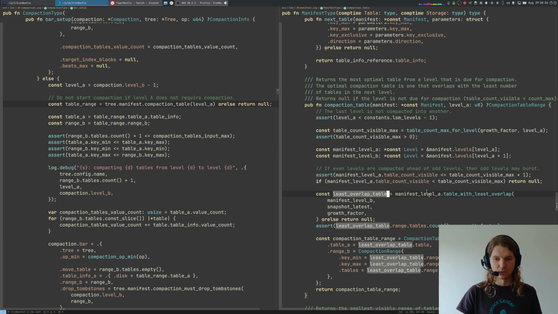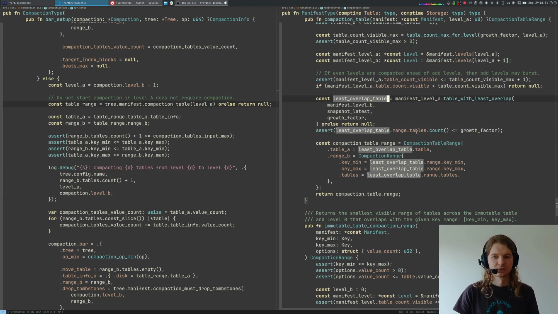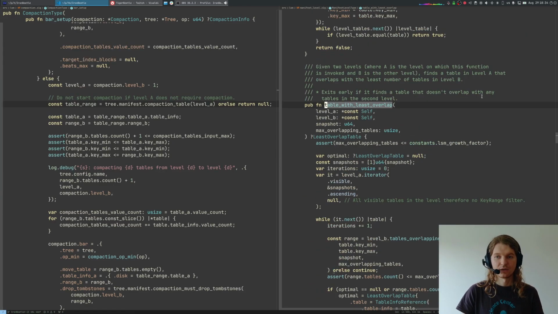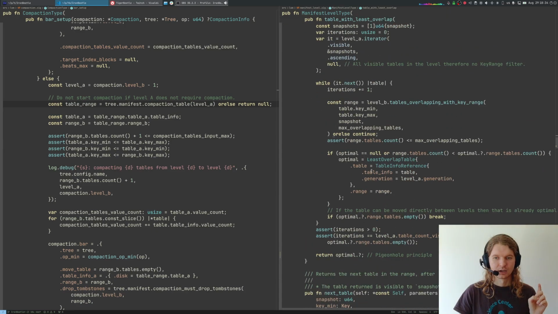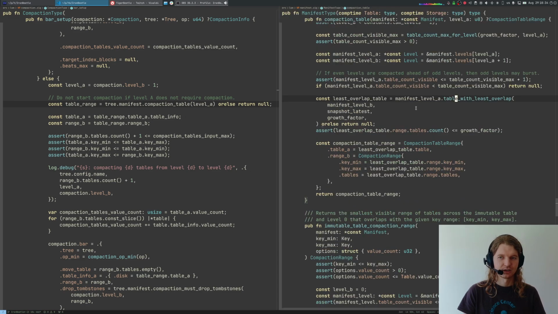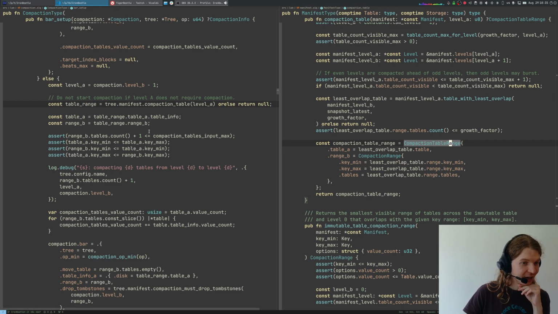Okay, we found our least overlap table. And actually this table with least overlap already returns the range which this table overlaps in level B. So we say, hey, we're going to compact this table from level A with these tables from level B. It's interesting that the type here and the type here are actually isomorphic, and probably we could have used a single one.